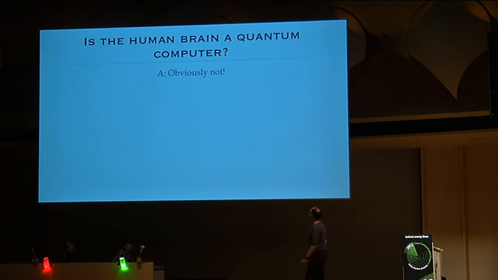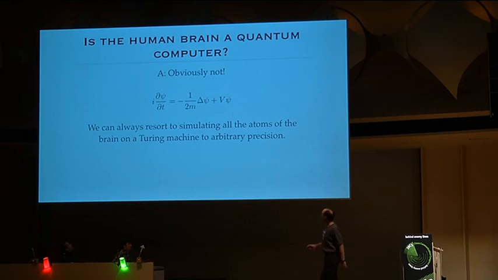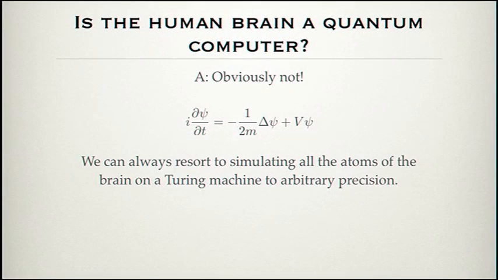To show the opposite direction, right? But the answer is obviously not. This is Schrödinger's equation. In short, this is the equation that governs the physics of my brain, right? This is how the quantum state psi evolves in time. This is now a bit more than a 2-qubit state.